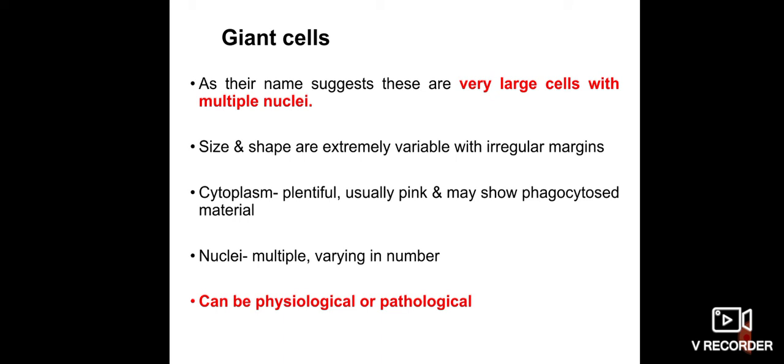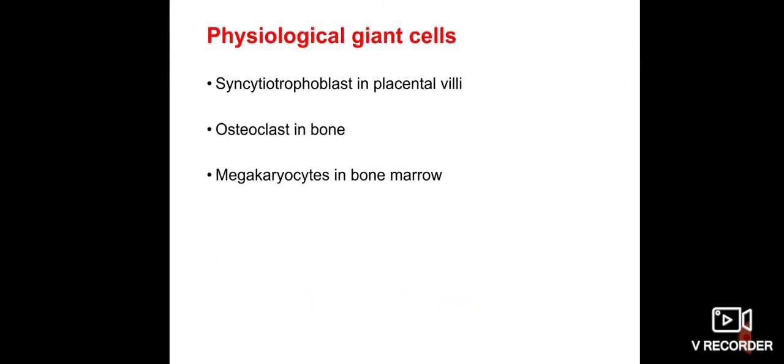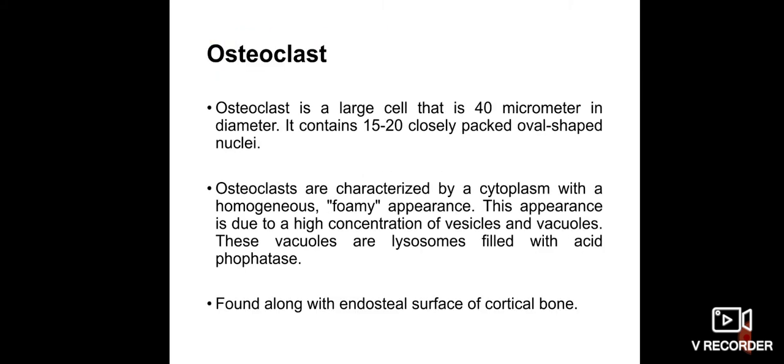Now giant cells can be due to physiological reasons or pathological reasons. So what are the physiological giant cells? Syncytiotrophoblasts in placental villi are giant cells. Then osteoclasts in bone and megakaryocytes in bone marrow. So we'll see what osteoclasts are.